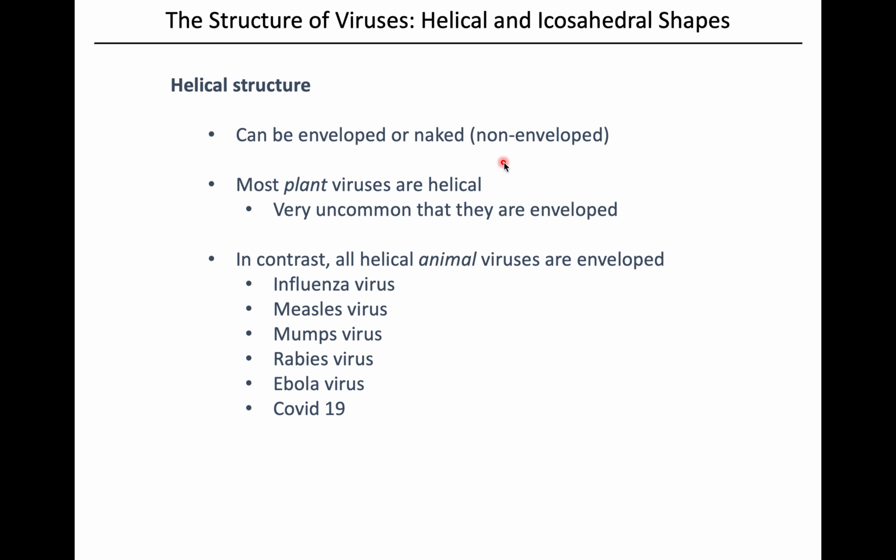All right, so we talked about how any virus could be enveloped or could be naked. That holds true for helical viruses. Most plant viruses are helical, and most of them tend to be naked as well, for example tobacco mosaic virus. However, all animal viruses that are helical are enveloped, at least all that have been identified to date, including a bunch of common ones like influenza, and some pretty high profile ones like Ebola and COVID, as we just discussed.